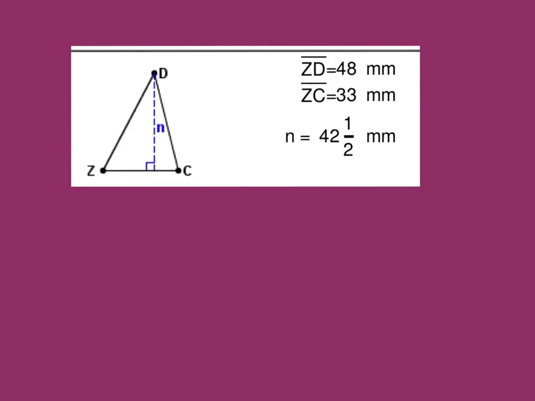So here we go. The base is this ZC, and that tells us it's 33. And the height is N, and the number they give us for that is 42.5. And we'll just put in 0.5 because that'll make our work on the calculator easier.